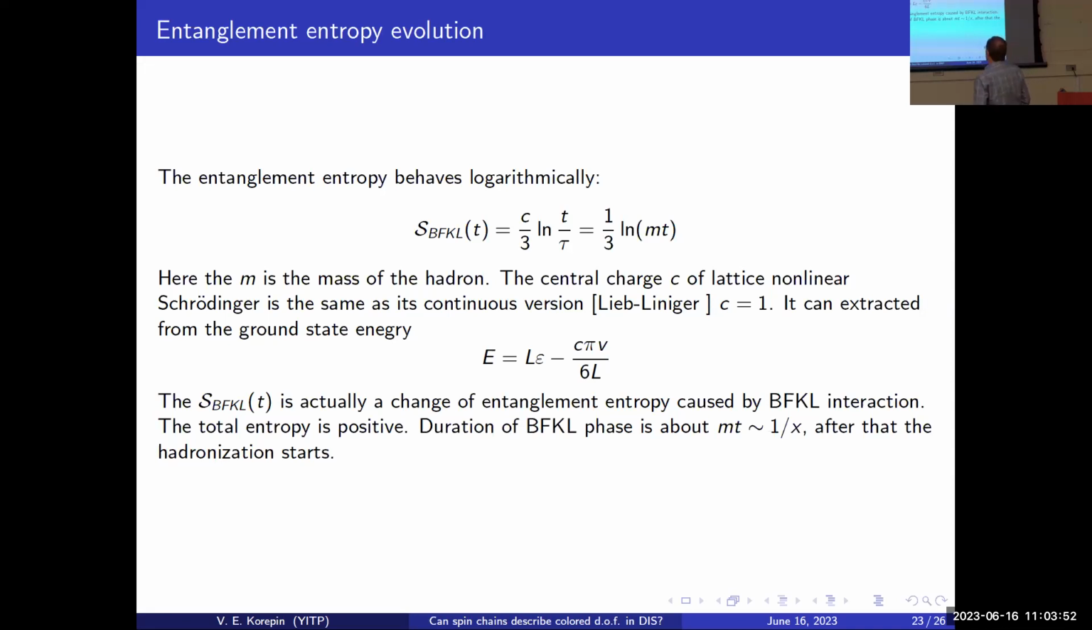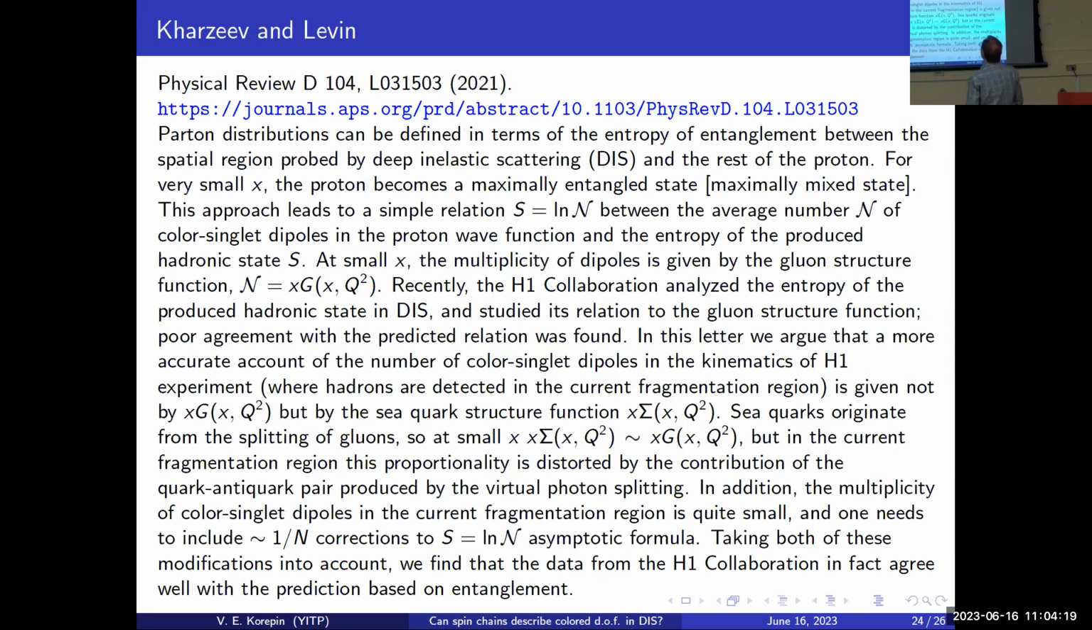Now, for me, this is the main result. So this is the entanglement entropy evolution in the BFKL chain. Entanglement entropy is logarithmic. Nice. But then we can compare this with the paper of Kharzeev and Levin on the structure function of the gluon. So Kharzeev and Levin wrote a long paper, where N is the number of these color singlet dipoles. And this is the gluon structure function.